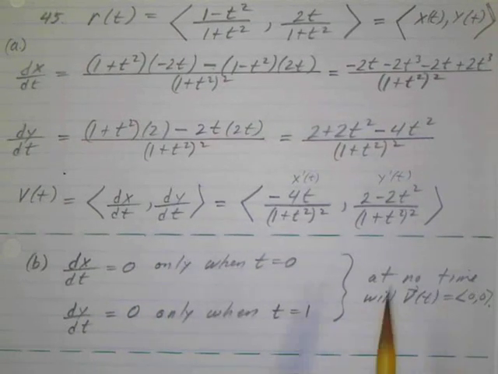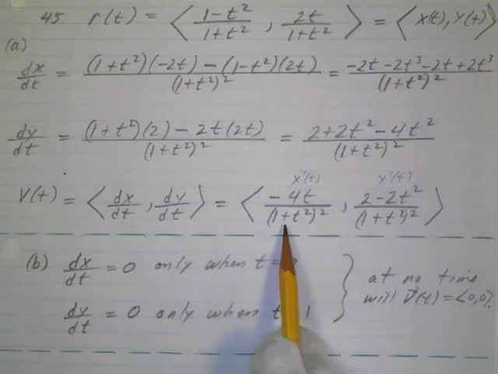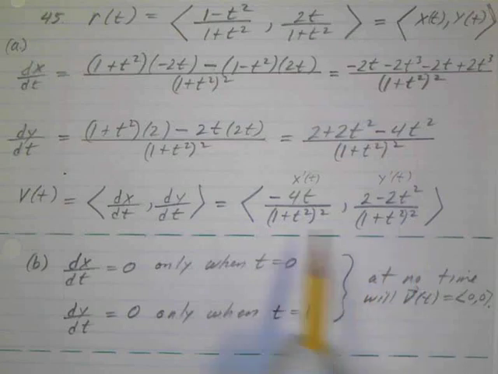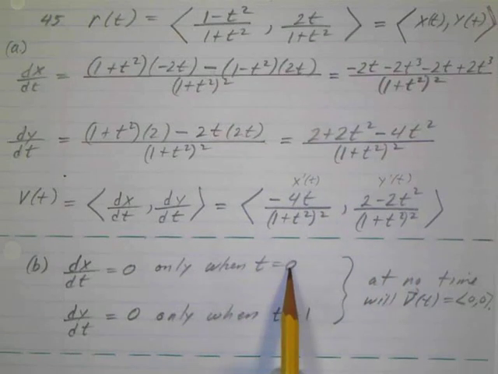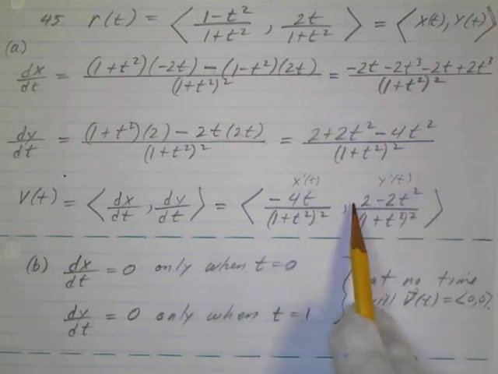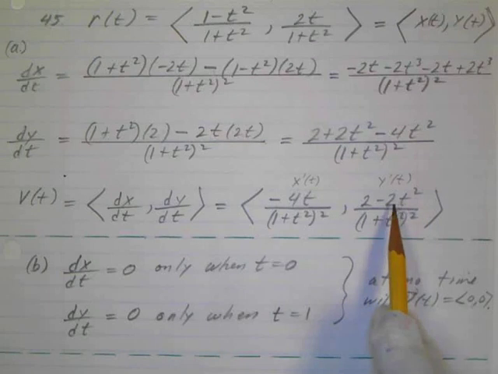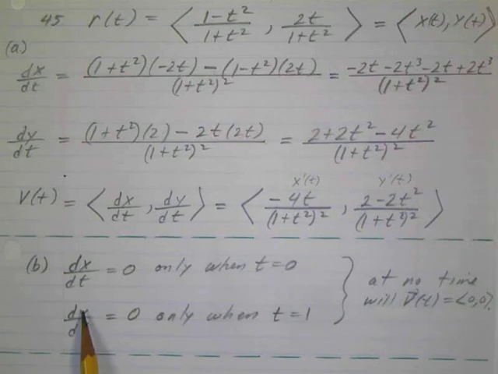So if we look at these fractions, when can this fraction be 0? The denominator of either of these is never 0, so it's only going to be 0 when the top is 0. The top of this fraction will be 0 only when t equals 0. So it's not moving horizontally when t is 0. Vertically, it's not moving when this top is 0. If I set this equal to 0, that's 2t squared equals 2, so t squared equals 1. So t equals positive 1, since t won't be negative. So the vertical motion will be 0 only at t equals 1.